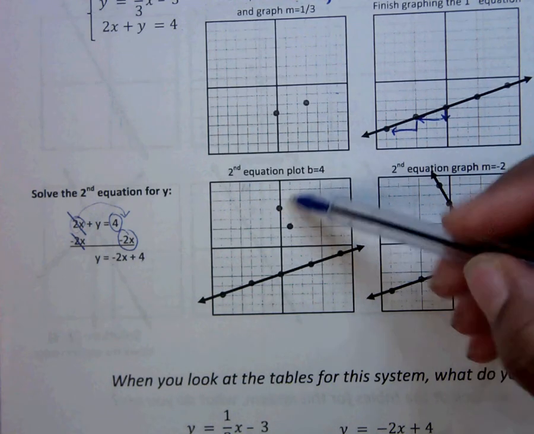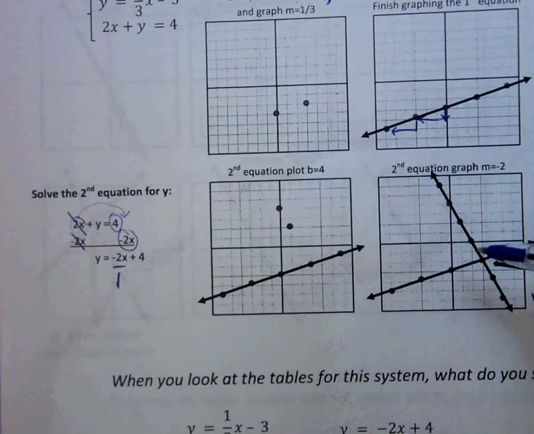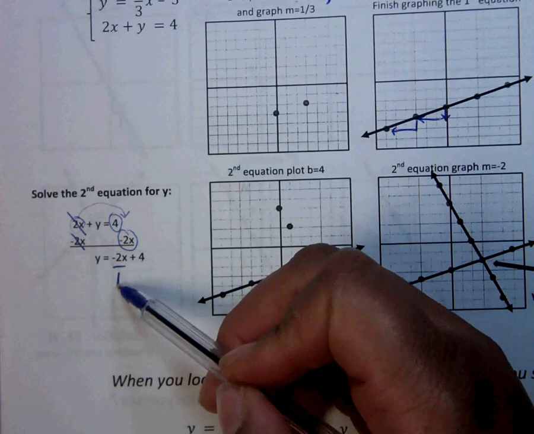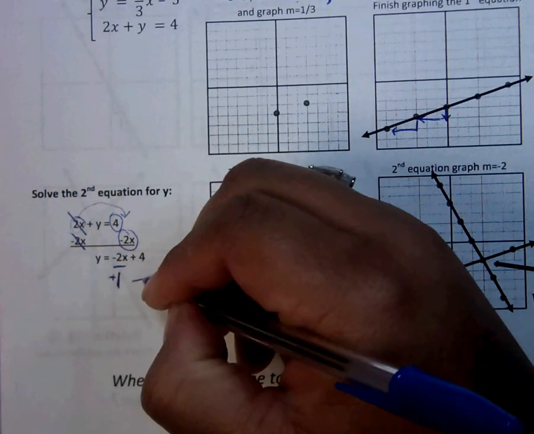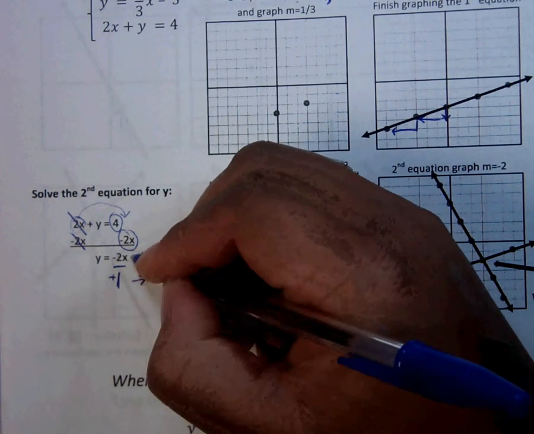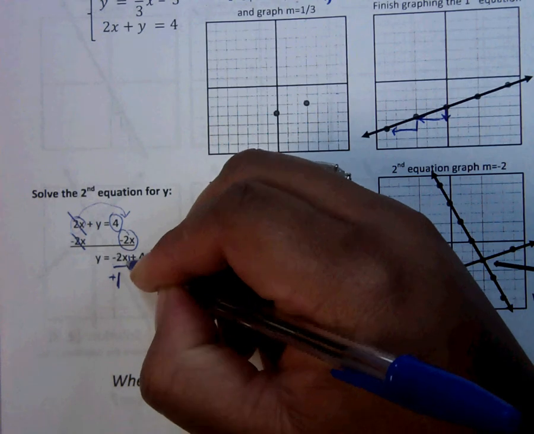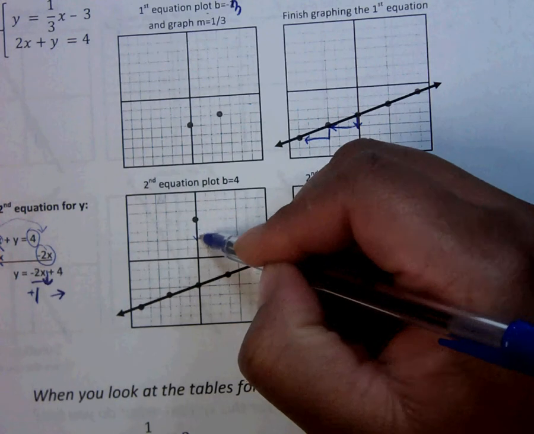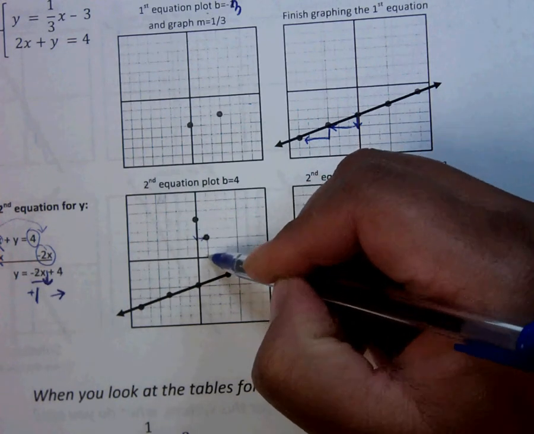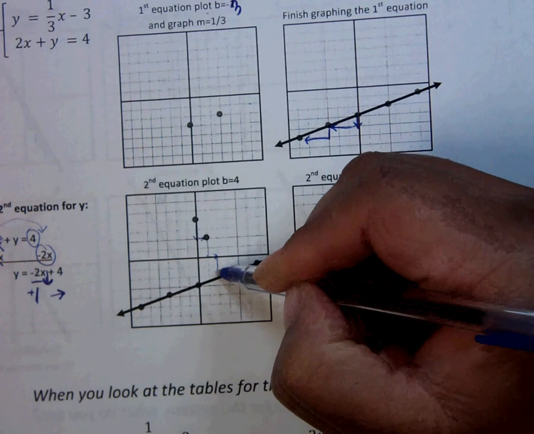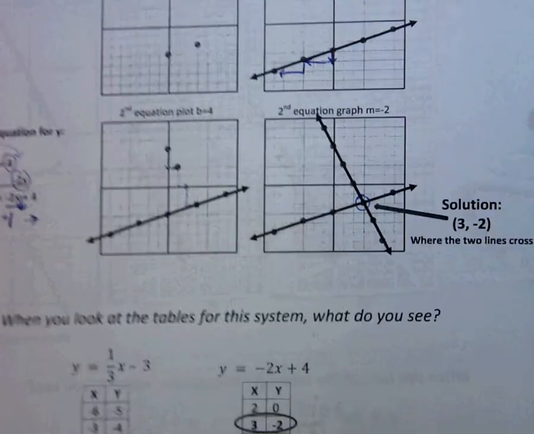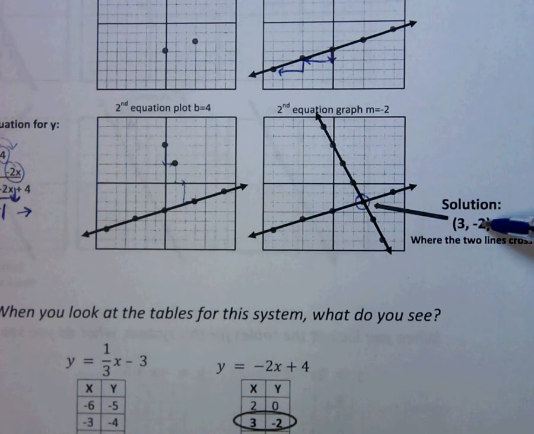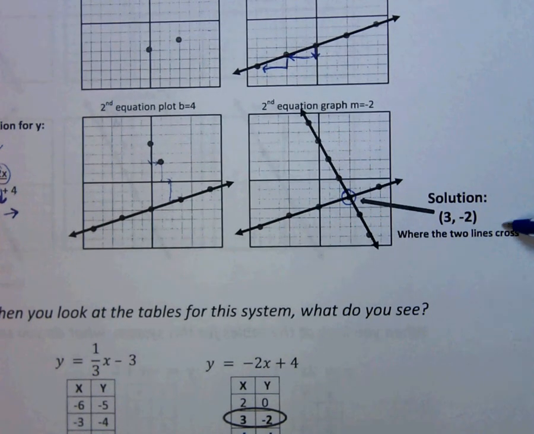Now graph the slope. We have a negative slope, but we do not go left for the 1. The 1 is positive, so you must go right. The 2 is negative, so we will go down for the 2. Down 2, right 1. Continue that pattern and see where they cross. And you will see that they meet at 3, -2. That is their solution because that is where the two lines cross.